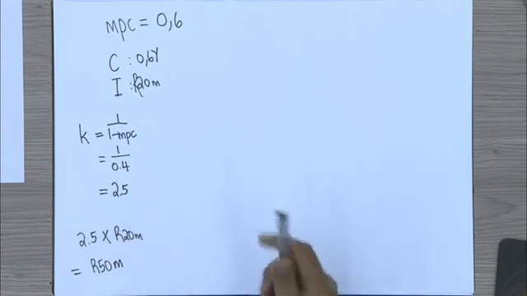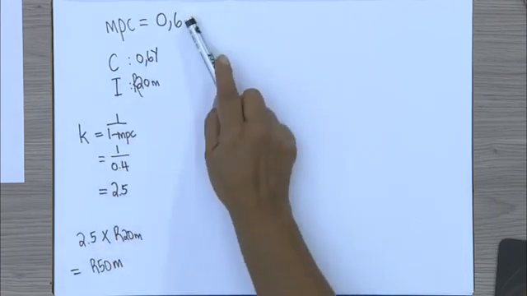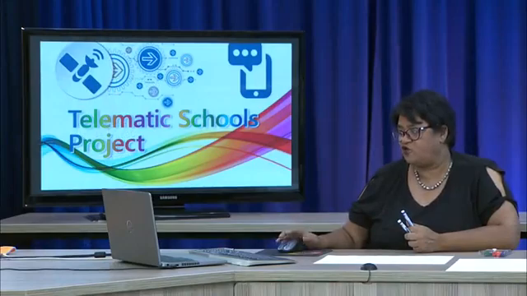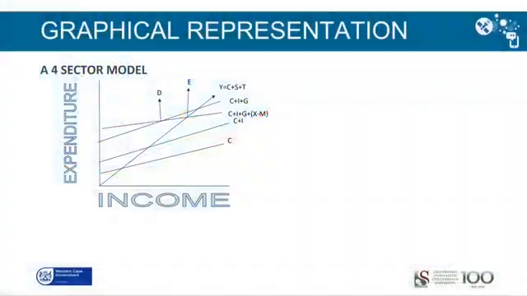Now the question is, you've done the calculation. You need to plot this on a two-sector model graph. Now, if you look here on this graph, there you have your two-sector model, right? The C plus I. Okay? So, let's see how we will draw this then.